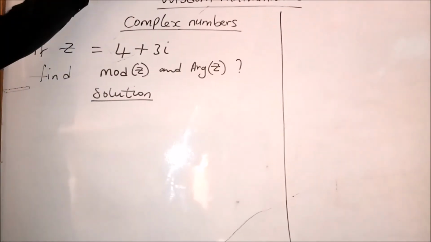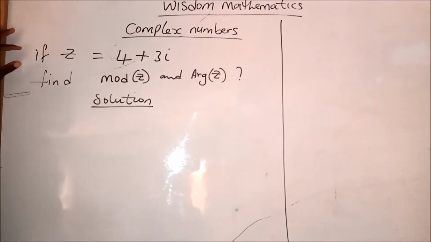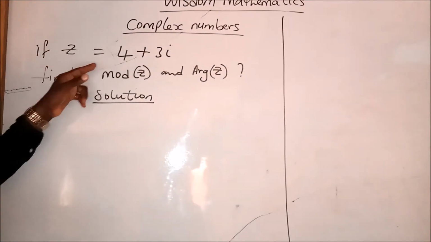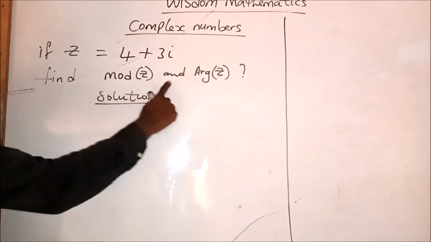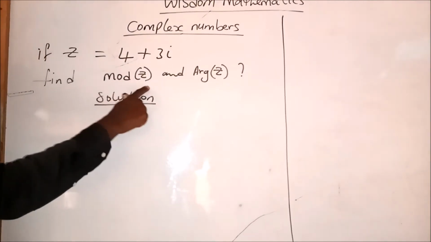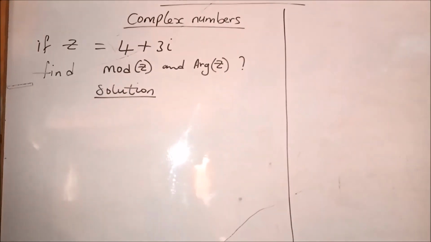Episode on Wisdom Mathematics tutorial on complex numbers. We have a question on the board which says, if z is equal to 4 plus 3i, find mod z and arg z. Mod z simply means modulus of z, and arg z simply means argument of z.